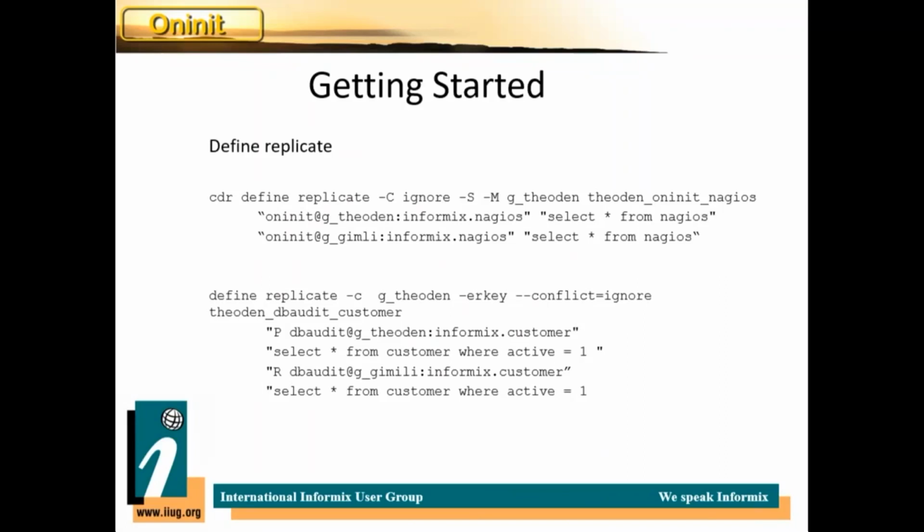You also notice in the second one, we've got a -C. That's a relatively new option, or I think it is. That will force the replicant definition to create the table on the target. So in this situation here, if customer doesn't exist on Gimli, it will actually create the customer for you. I believe it uses the same dbspace layout, etc., same index names and everything. So it is a DDL exact copy going across the system.